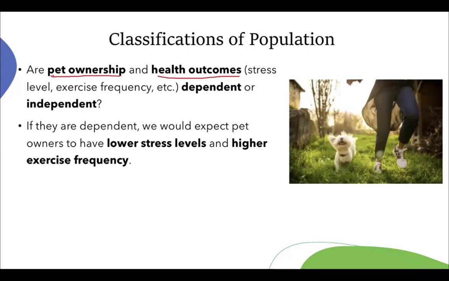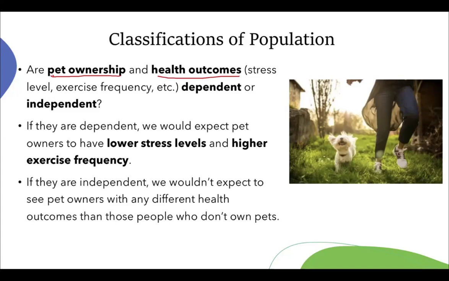So if they are related, if there's a dependency, we would expect owners with pets to perhaps have lower stress levels and maybe higher exercise frequency. But on the other hand, if they are independent, we wouldn't expect to see pet owners with any different health outcomes than those people who don't own pets. So that's what independence means. We wouldn't see any difference between the two classifications, pet ownership and health outcomes, for pet owners and non-pet owners.